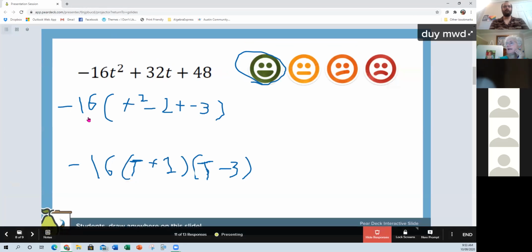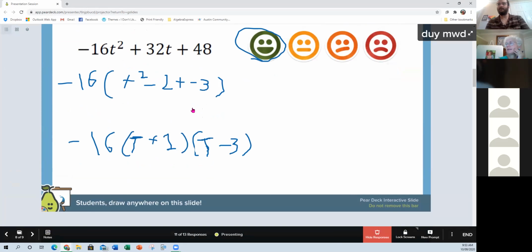So if you factor out the negative 16, negative 16 t squared divided by negative 16 gives you t squared. 32t divided by negative 16 gives you negative 2t, and 48 divided by negative 16 gives you negative 3. And then this person said, okay, now this is a trinomial where the leading coefficient is a 1. So we just need two numbers that multiply to negative 3 and add to negative 2, which would be 1 and negative 3. So this factors to negative 16 times t plus 1 times t minus 3.